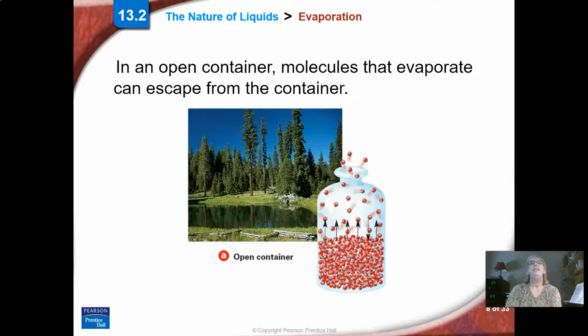If you have an open container, the molecules can evaporate and escape from the container. We have this liquid all bouncing around and physically touching each other. But when they get enough kinetic energy, moving energy, they can pop off the surface and go into the gas phase. That's called evaporation.